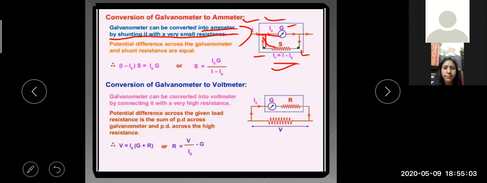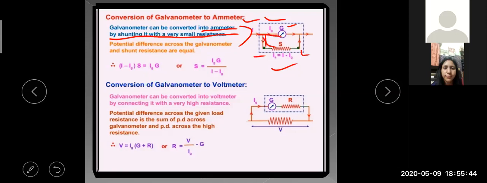We know that the potential difference across the galvanometer and the shunt are equal because the shunt and galvanometer are connected in parallel. In a parallel combination, the potential remains the same. We know that V equals I into R. So from this, (I minus IG) into S equals IG into G. From this equation, the value of the shunt is S equals IG into G upon (I minus IG). I hope this is clear to you.